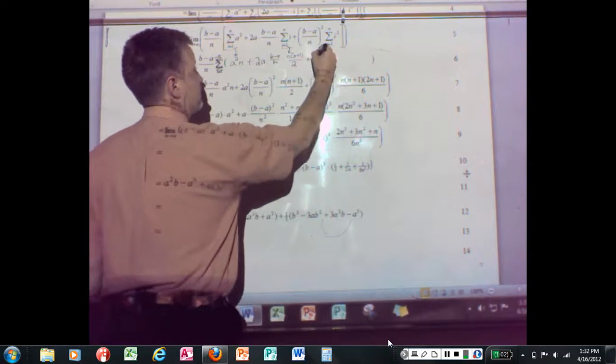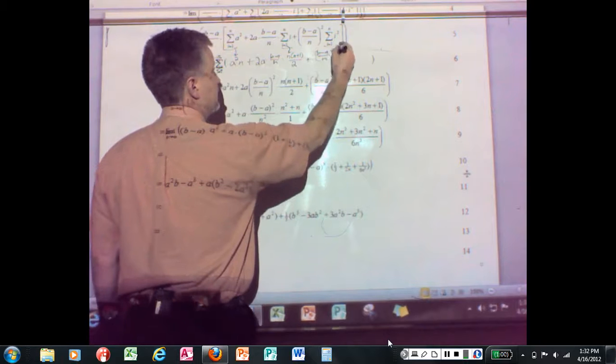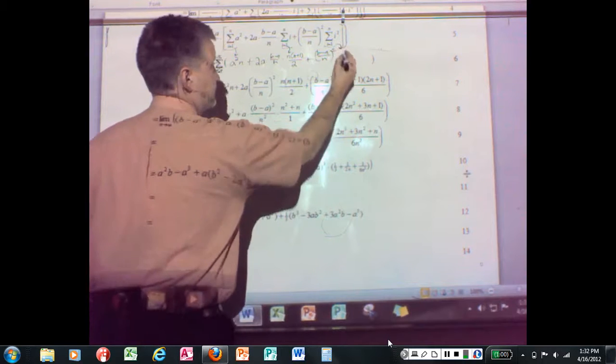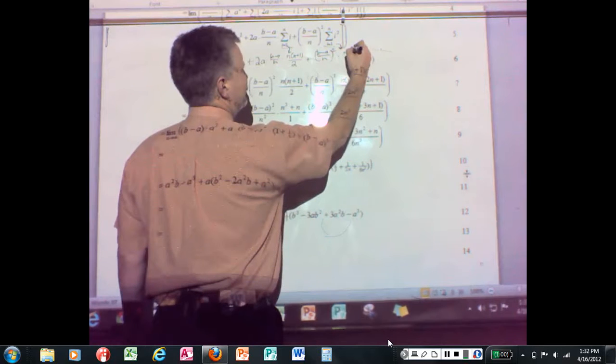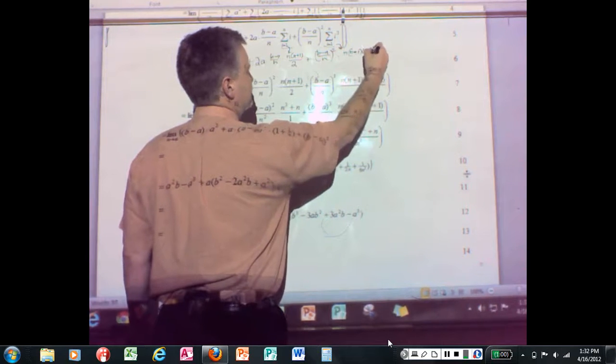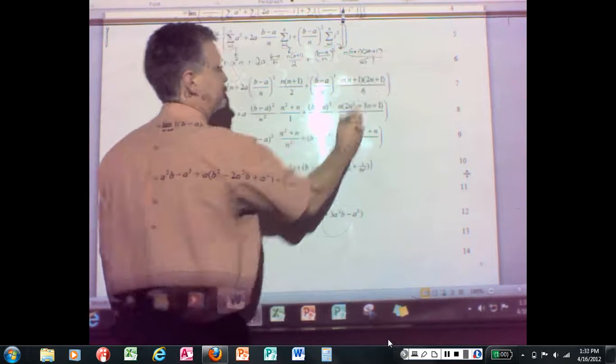And then the third one, we've got b minus a over n squared. And then the sum of the i squares, well, that was just another little formula. It was what? N times n plus 1 times 2n plus 1 divided by 6. Okay, so we've gotten rid of the sums, which is good. Except I put it in there when I shouldn't have. Okay, sorry about that. All right.